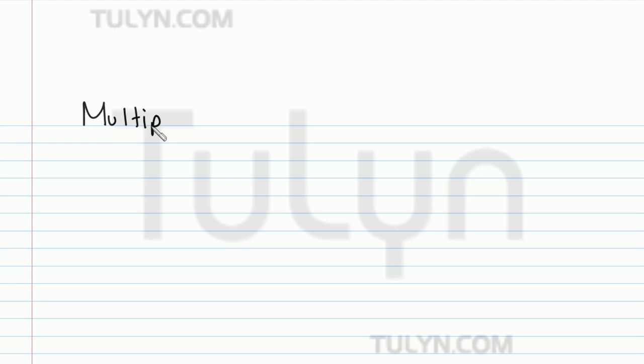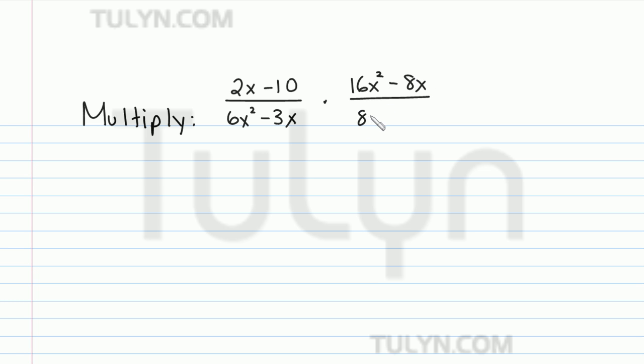Multiply these two rational expressions. So the first is (2x minus 10) over (6x squared minus 3x), times (16x squared minus 8x) over (8x minus 40). Now before we combine them, what I want to do is to factor each of these expressions if possible.